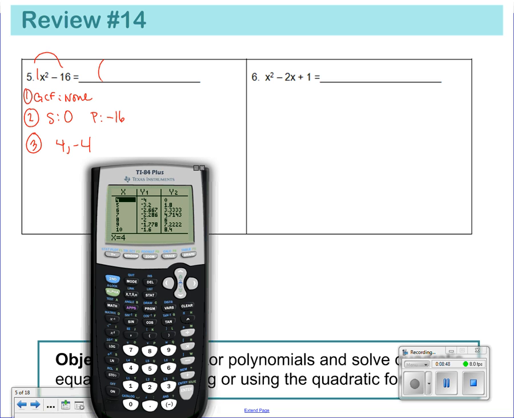Now I can rewrite my answer. I have the variable x. I didn't have a GCF. My factors were a positive 4 and a negative 4.